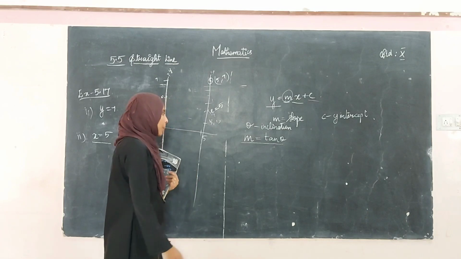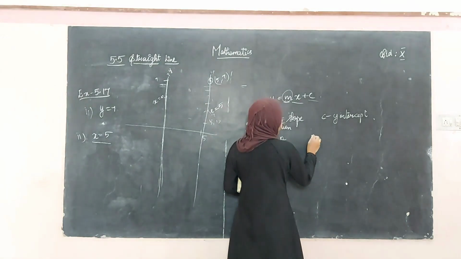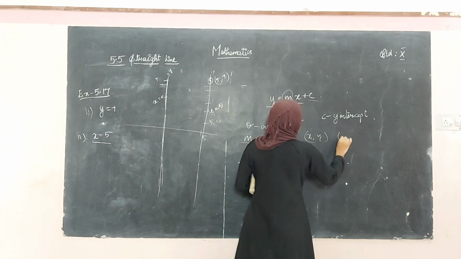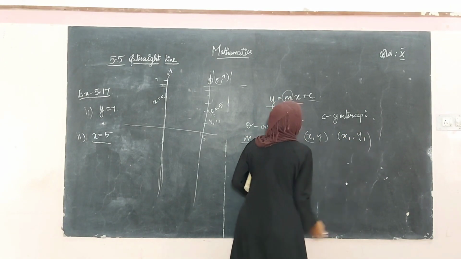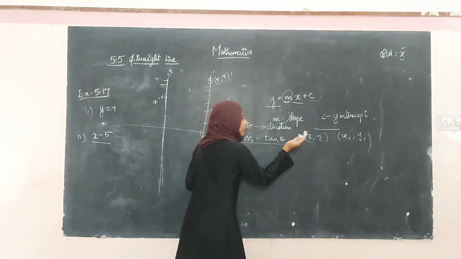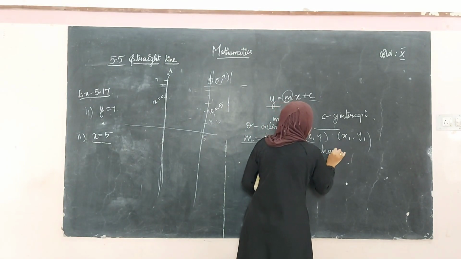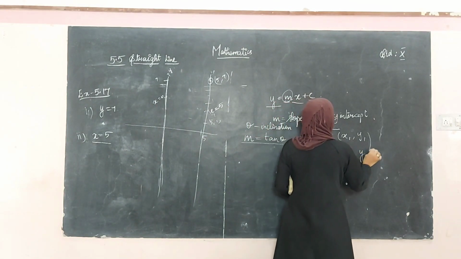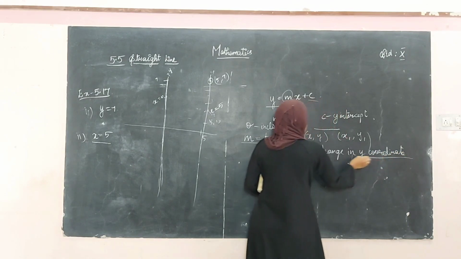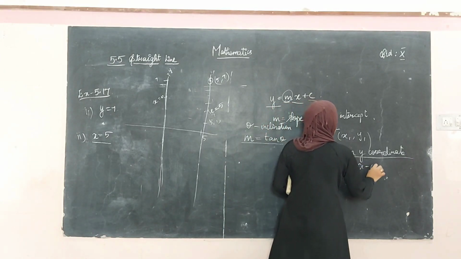Okay, and then another point is there. That is, if 2 points are given, that is x comma y and then x1 comma y1, suppose two points of the straight line are given. So from this, how can we find the slope? Means change in y coordinate divided by change in x coordinate.